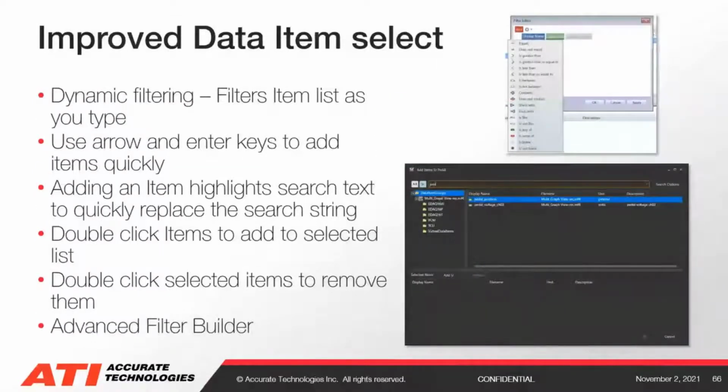So, improved data item select. It's kind of a dynamic filtering. Just start typing and it'll bring up anything with that name. You've probably seen this with other software programs. As far as adding to the selected items, you select, hit add or hit enter, and then it goes right back up so you can start typing again to add something else. You double click your selected items to remove them, and also an advanced filter builder.